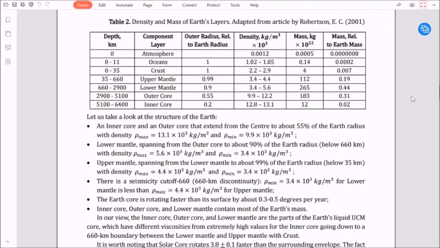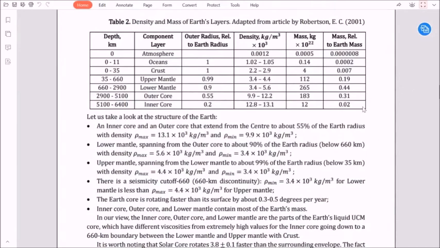The upper mantle spans from the lower mantle to about 99% of Earth's radius, below 35 kilometers, with density rho maximum 4.4 and rho minimum 3.4 thousand kilograms per cubic meter. There is a seismic discontinuity at 660 kilometers: rho minimum 3.4 for the lower mantle is less than rho maximum 4.4 thousand kilograms per cubic meter for the upper mantle. The Earth's core is rotating faster than its surface by about 0.305 degrees per year.